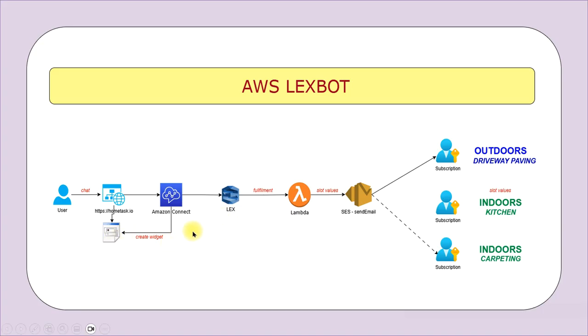They get a response back from the Lex bot saying, okay, we got all your information. We're going to fulfill it by calling a Lambda, sending an email, and sending it to someone, let's say in this area, that might specialize in indoor kitchen floor tiling, let's say.